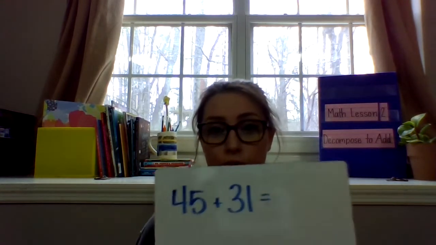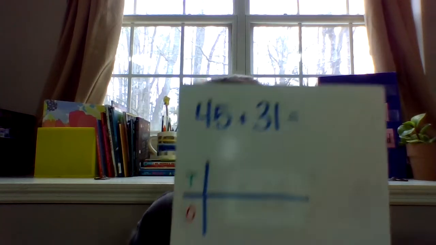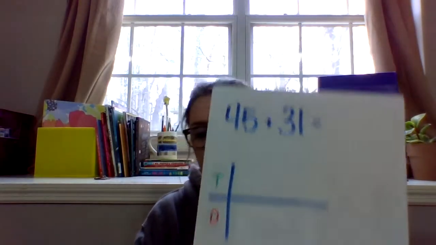Okay, hey everybody. So we're going to be doing math lesson 2 and it's decomposing to add. So we've talked about this before and we've done it a couple of times in class, but I want to give you a little refresher so that we're all right on the same page when school starts back up. So we're going to start by adding 2-digit numbers, but we're going to use the strategy of decomposing, okay?